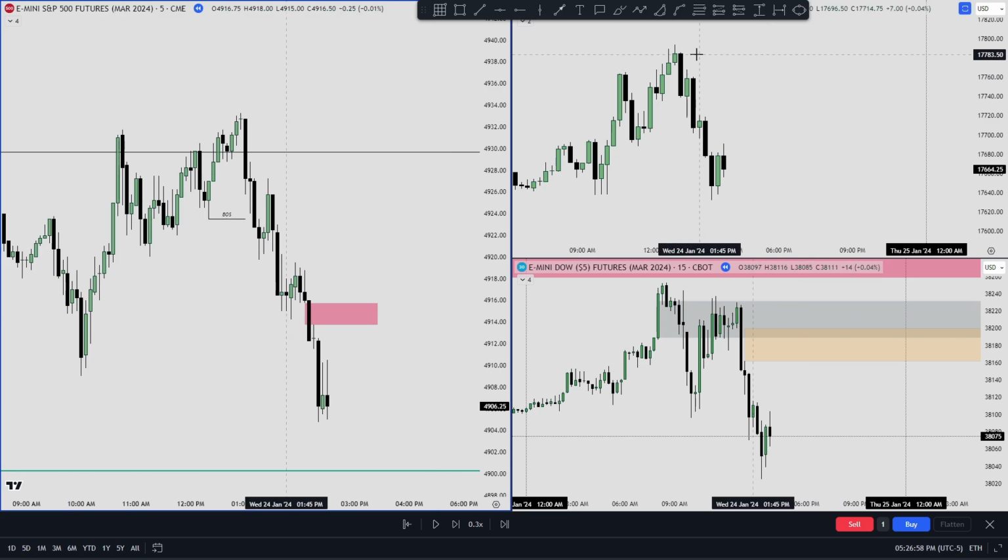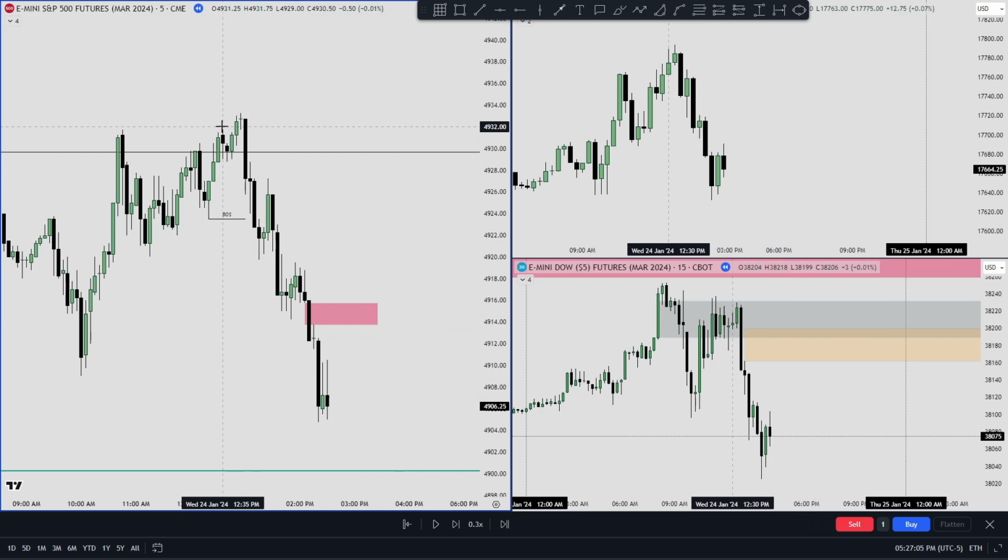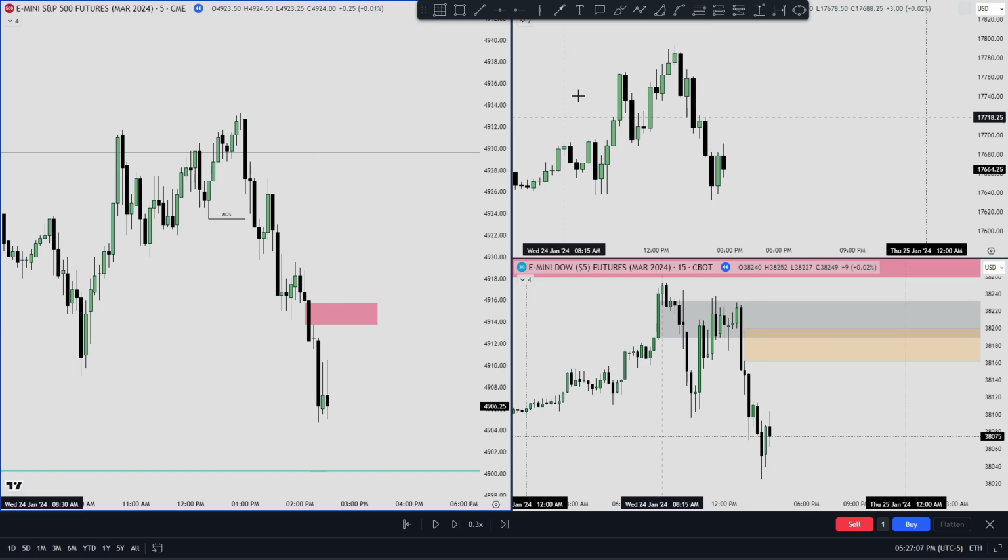We have the correlation. NASDAQ is going lower. Dow Jones is going lower. We got the correlation down. We got the breaker structure. And now we have the fair value gap.